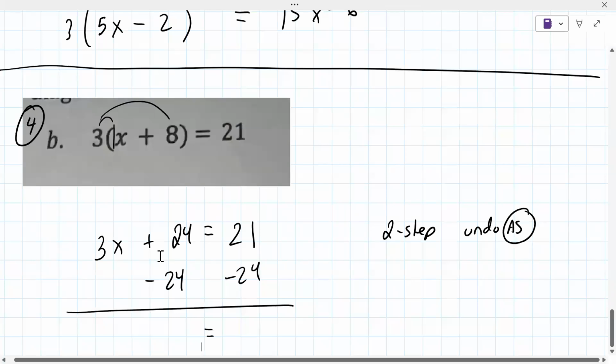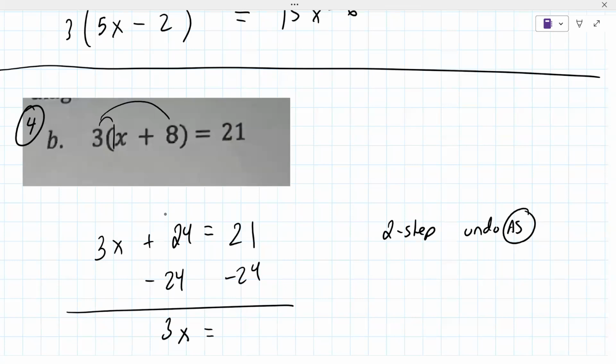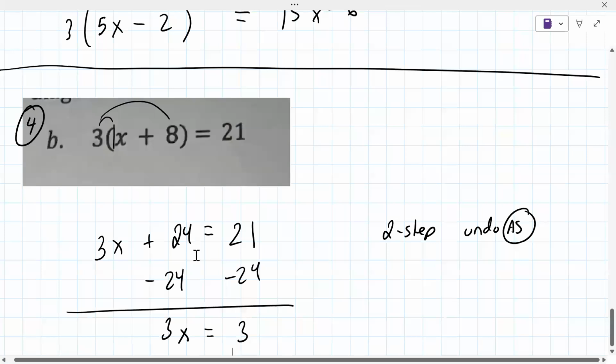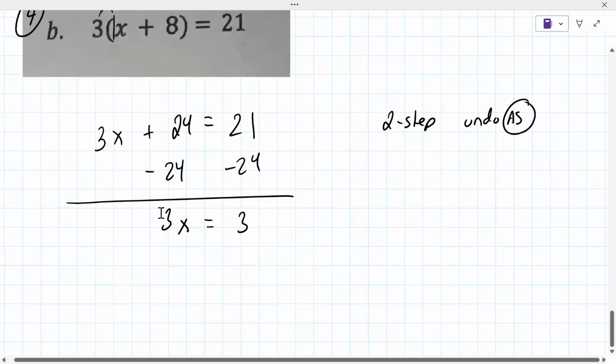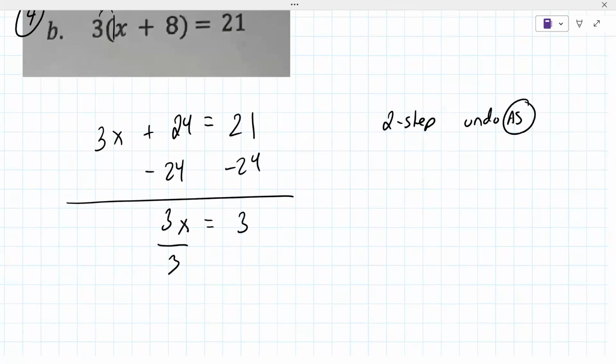3x plus 0. Yep, or 3x, because this equals 3. Good. Now, how do you undo the 3 in front of the x? You divide. Divide by 3.